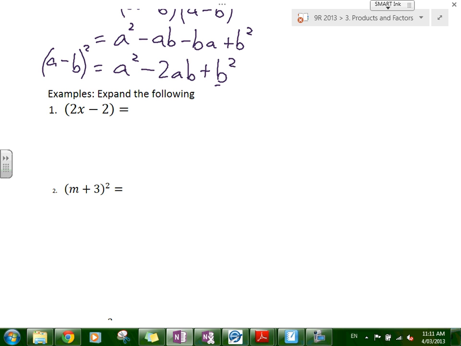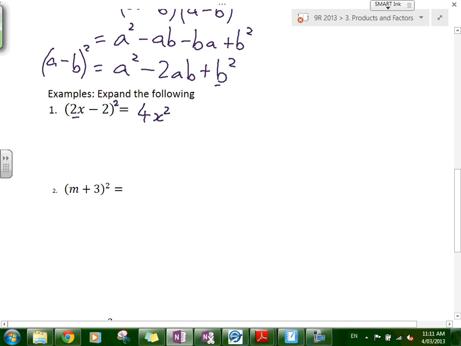This is a thing that makes your life easier, so if you just listen up. When we expand this, it's going to be 2x minus 2 squared, all right? We don't want to write it out and take all those steps. What we do is we square 2x. What happens when I square 2x? 4x squared. So I square the first one, 4x squared.